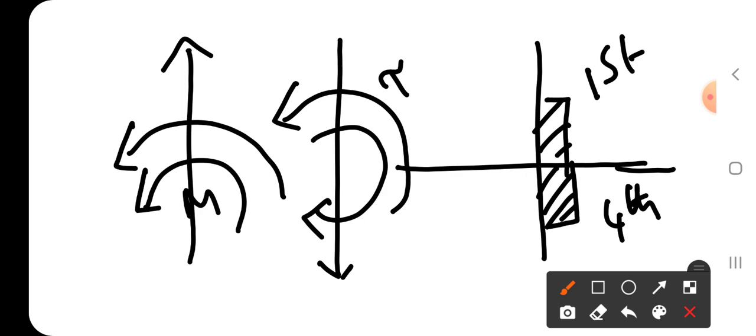Now whatever we are seeing comes under the first quadrant. The fourth quadrant operation we will see later, after completion of mode 1, mode 2, mode 3, mode 4.